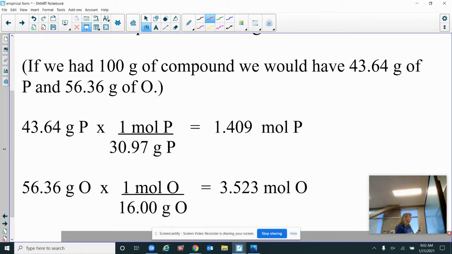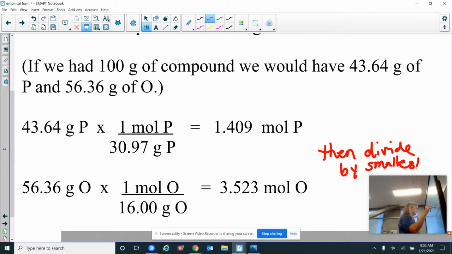So we divide each one by its molar mass. We get moles. But those aren't nice whole numbers, and you can't just round here. You have to divide by the smallest. Okay, that is always the next step. When you're in moles, then divide by the smallest. So looking at the two numbers, one of them is 1.409, so I'm going to divide each one of them by 1.409.